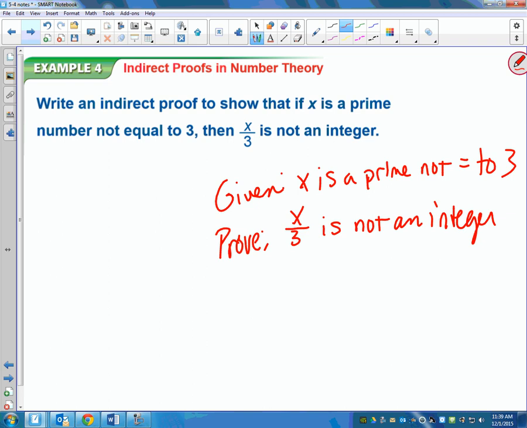Okay, so what are we going to assume? Which one do we assume the opposite of? We assume the opposite of what the given, or we assume the opposite of what we're trying to prove? It's always assume the opposite of what we're trying to prove. So we're going to assume the opposite of this, right? So we're going to say x over 3 is an integer.